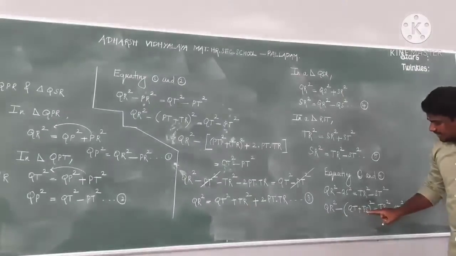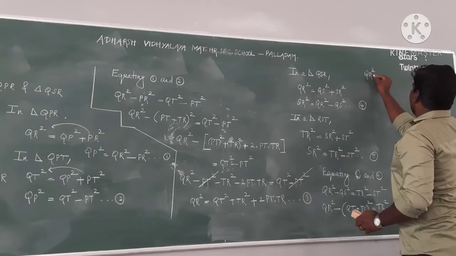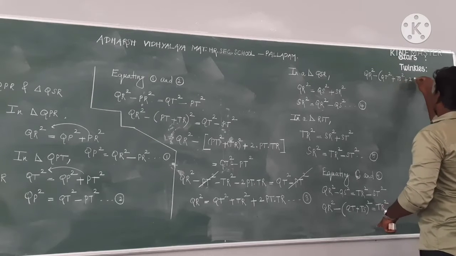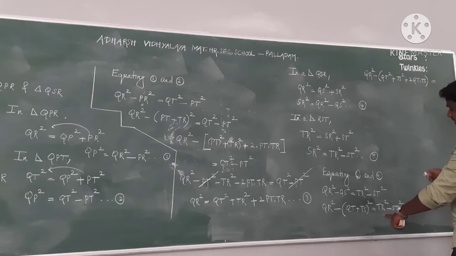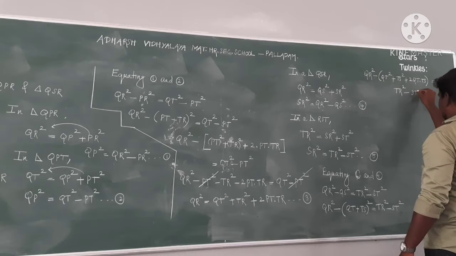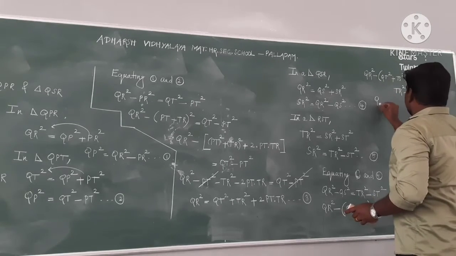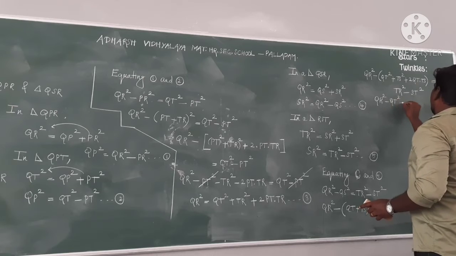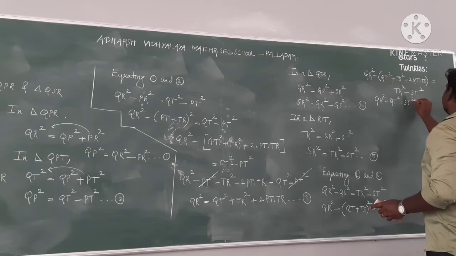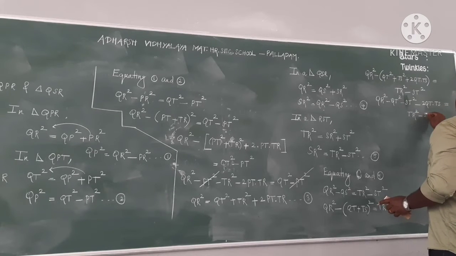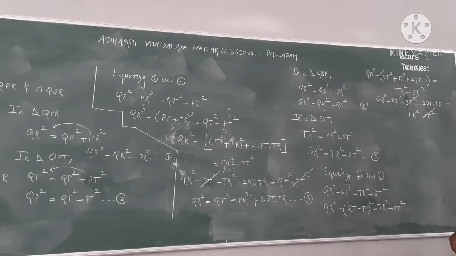Here also expansion of (a + b) whole square. You know that QR² − (a + b)², which is a² + b² + 2ab, so 2QT·TS, is equal to the right-hand side TR² − ST². If you multiply by minus, all the terms become minus. Here ST² and TS², if you multiply by minus, it is also minus, so it becomes cancelled. So QR² − QT² − ST² − 2QT·TS is equal to TR² − ST². This ST² and this ST² will be cancelled.